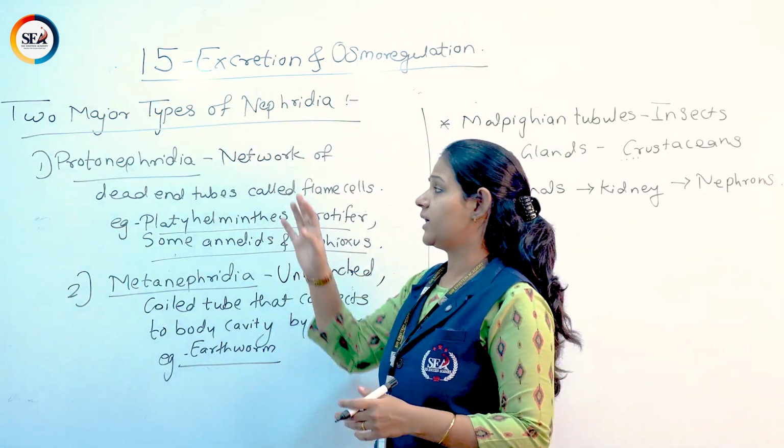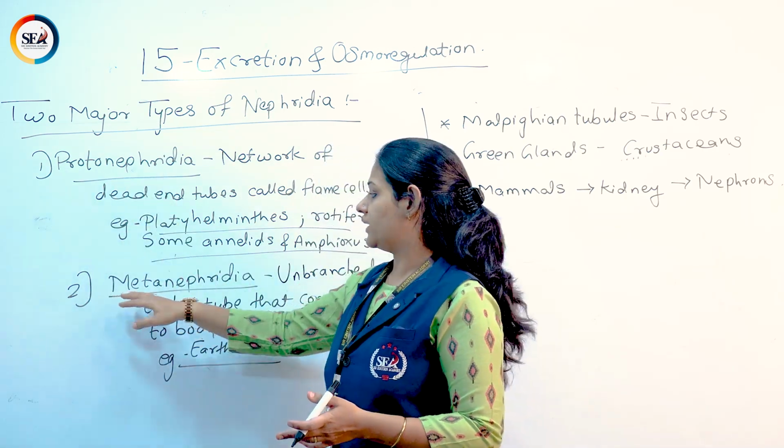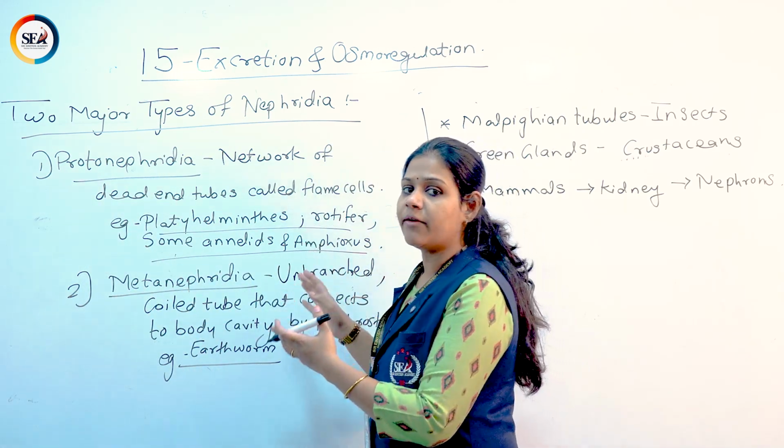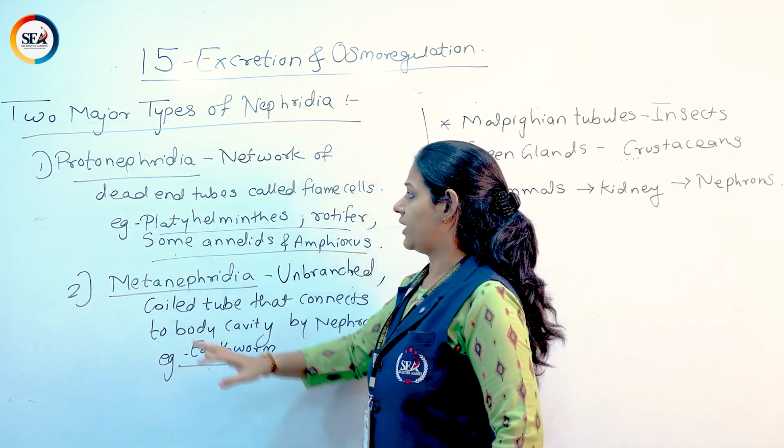Next point is the 2 major types of nephridia. There are 2 major types of nephridia. One is protonephridia and the second one is metanephridia. We just have to see what the definitions are and examples of the animals which contain those nephridia.